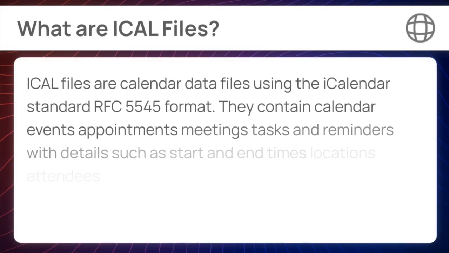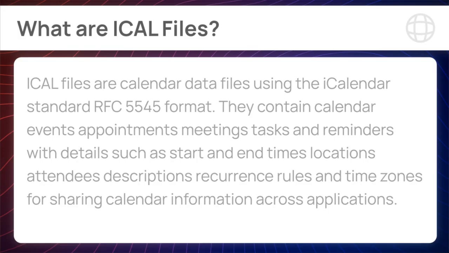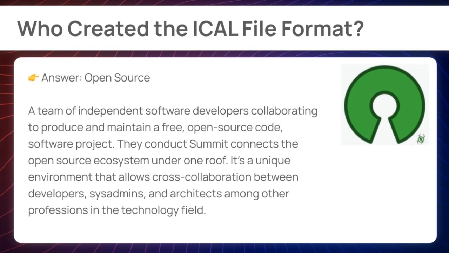ICAL files are calendar data files using the iCalendar standard RFC 5545 format. They contain calendar events, appointments, meetings, tasks, and reminders, with details such as start and end times, locations, attendees, descriptions, recurrence rules, and time zones for sharing calendar information across applications.